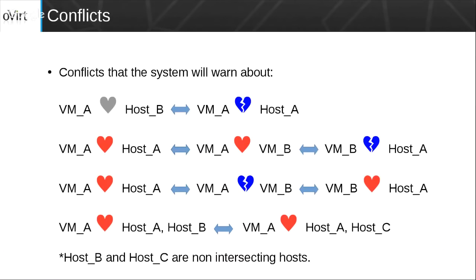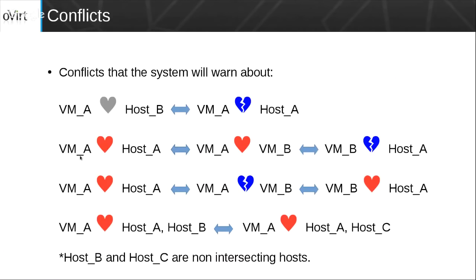So let's just go through the possible conflicts that we might have. Again, these are not all the conflicts, but these are classic cases. In short, a VM A has a soft positive affinity with host B, and a VM A has strong negative affinity with host A. Now, because this is a soft affinity, the system will allow it. But again, as the previous use case, this is not a situation that might be desired. One correction, the host on the right should be host B and not host A, but the same use case as before.